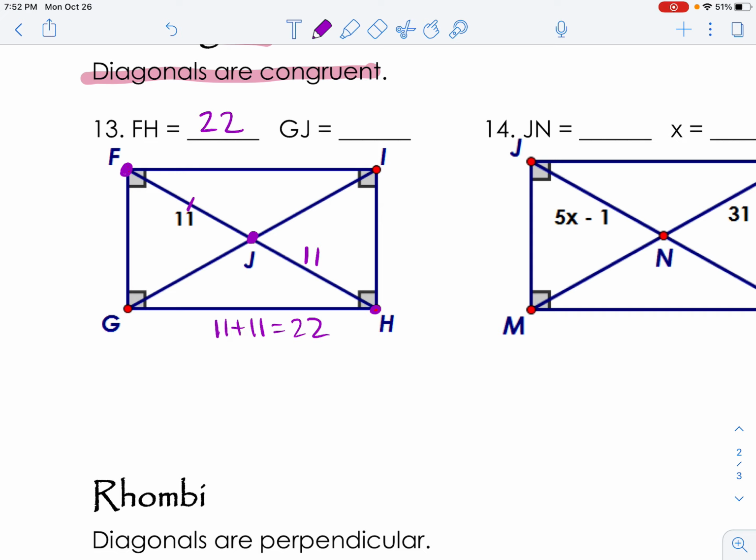What is GJ? Well, I know that G to I, the other diagonal, must also equal 22. And I know that J bisects that line in half. So half of the line from G to J must be 11.